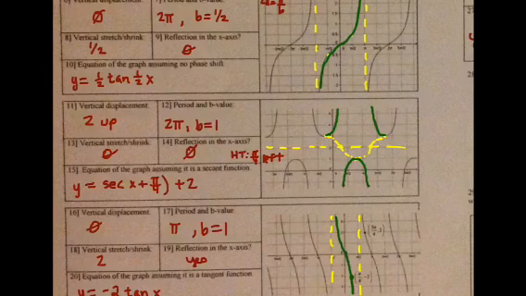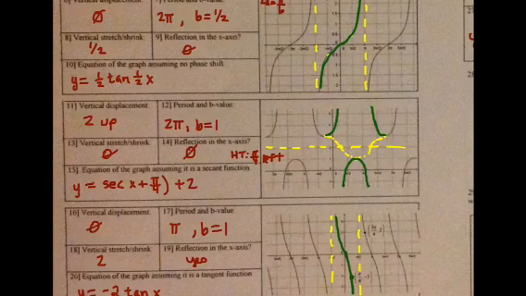The period is 2 pi because this is -1/4 and this is 1 3/4. So the total is 2 pi. So that means B is 1. No vertical stretch, because that means the A of the original cosine is 1, because from here to here is 1. The amplitude is 1 for that function.